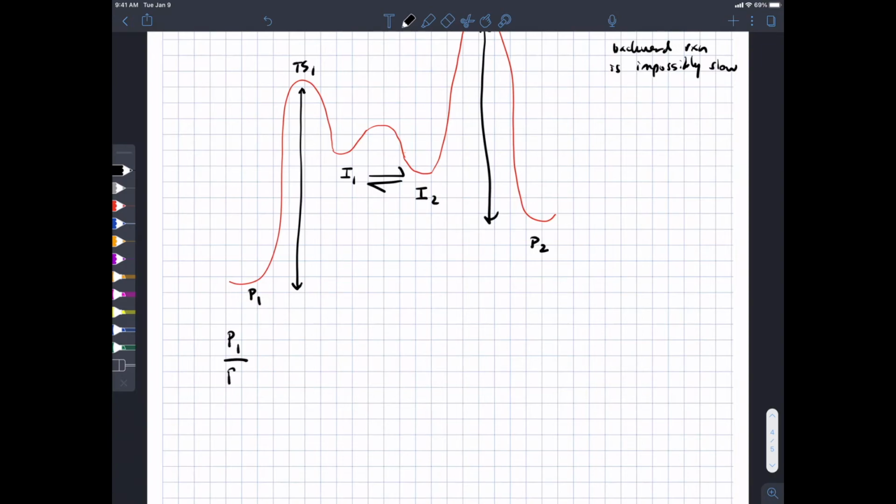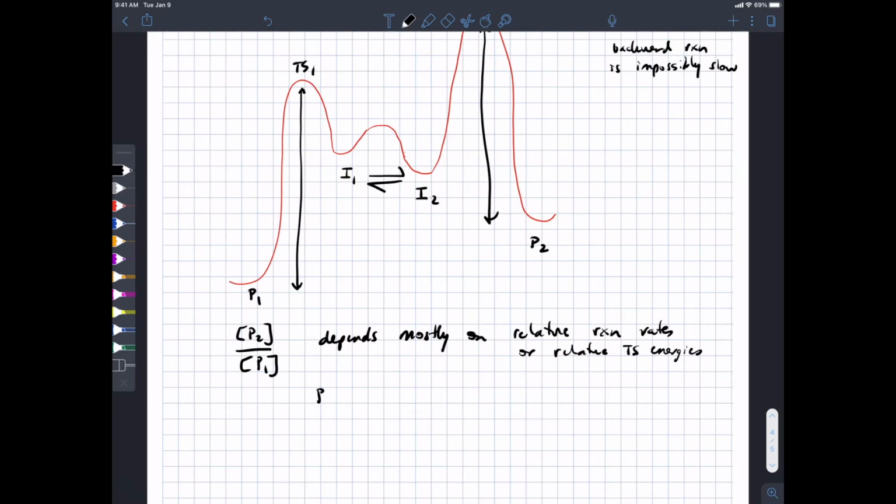So the product ratio in the end, let's see, sorry. The ratio of product 2 to product 1 depends mostly on the relative reaction rates or the relative transition state energies, where the product that passes through the lowest energy transition state is the major one.